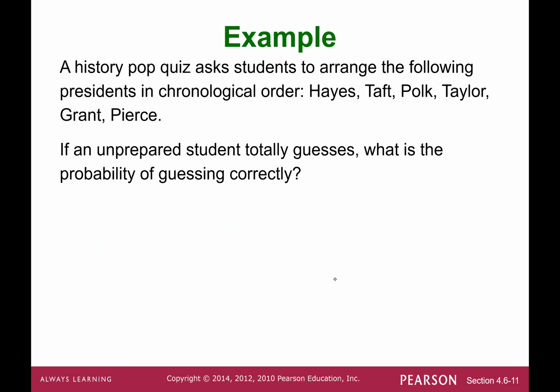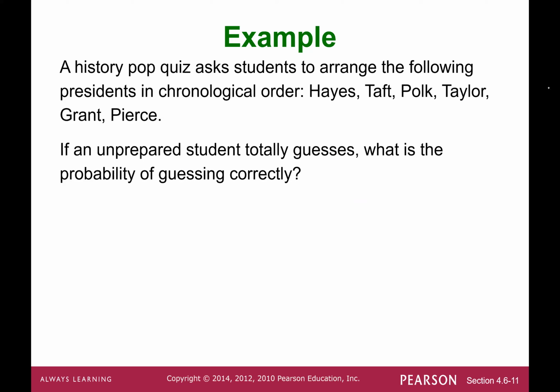All right, now think about this. Let's say we have a history pop quiz. A student is asked to arrange the following presidents in chronological order: Hayes, Taft, Polk, Taylor, Grant, and Pierce. We have 6 presidents in history. If an unprepared student totally guesses, what is the probability of guessing correctly?